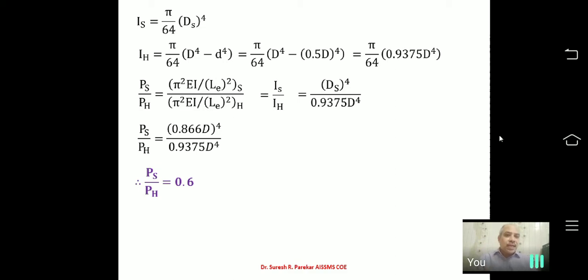So try to understand the problem given. Once we are in a position to correlate the data given, then we can solve the problems easily. Try to understand the data given. Once you know this, the remaining things are very simple.